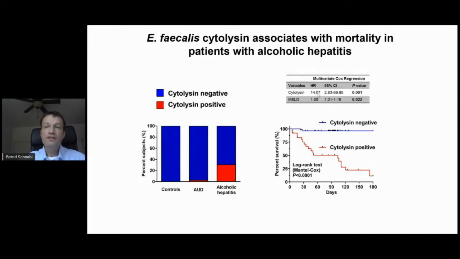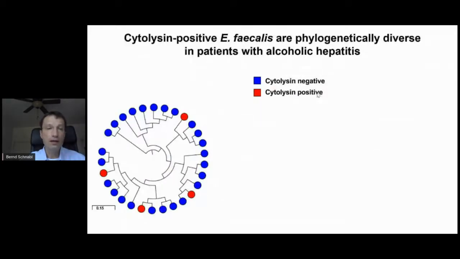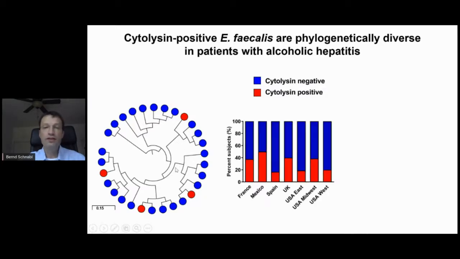So the question is, is this only a good biomarker for disease, or is there anything else behind this? And to answer these questions, we obviously have to move towards preclinical mouse models. And before I show you the preclinical mouse models, I would just want to also emphasize that the cytolysin-positive Enterococcus faecalis is in fact phylogenetically diverse, so it does not seem to be a nosocomial infection.